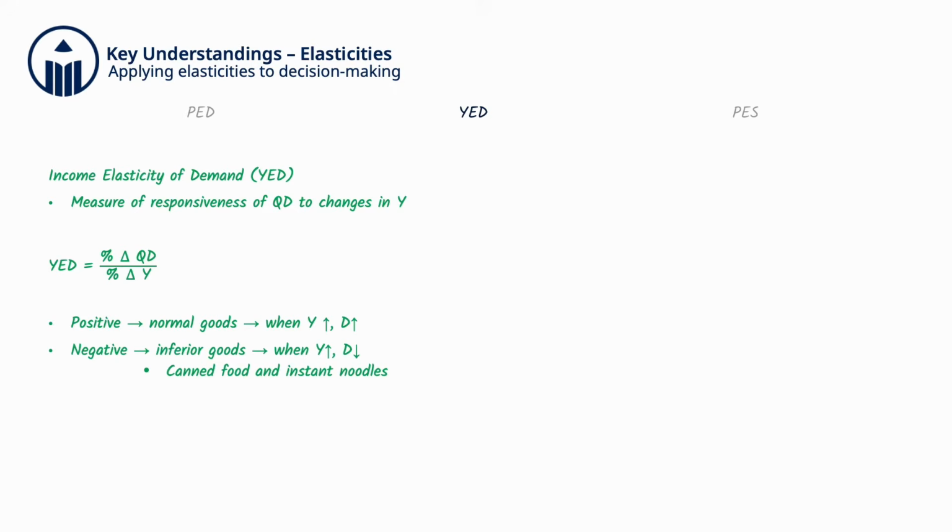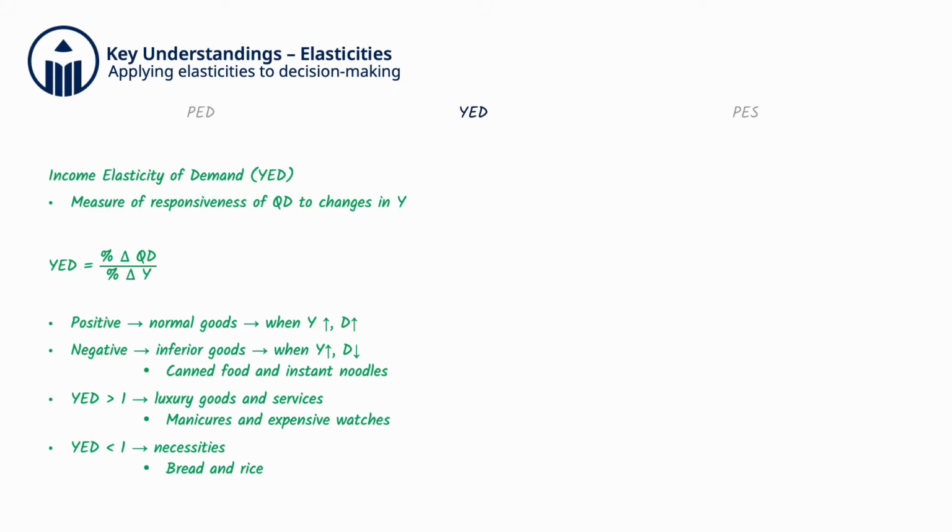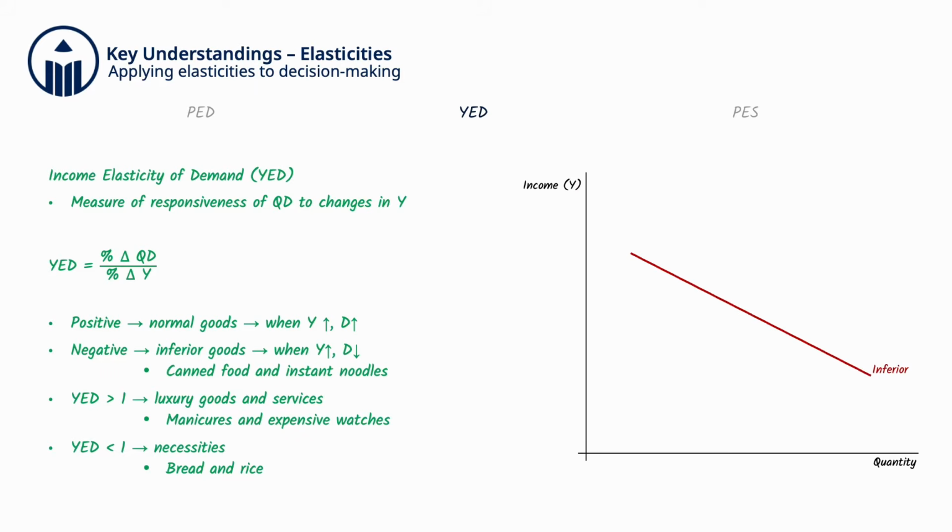In the case of normal goods, a YED greater than 1 implies that the product is a luxury good or service, like manicures and expensive watches, while a YED less than 1 implies the product is a necessity, like bread and rice. We use Engel curves to represent the relationship between income and quantity demanded.